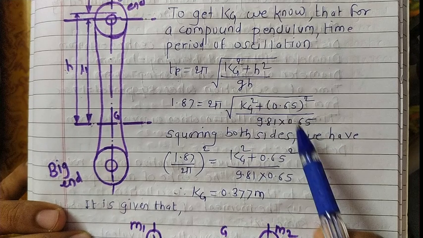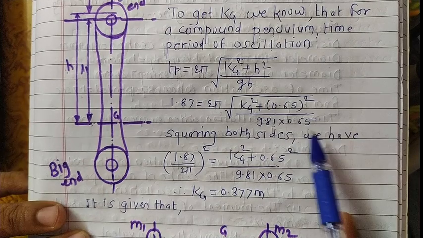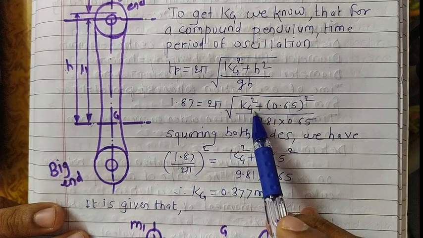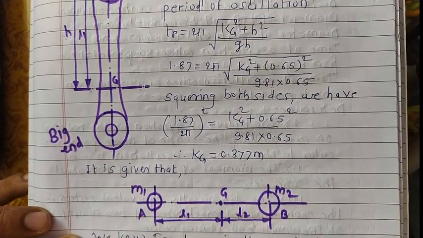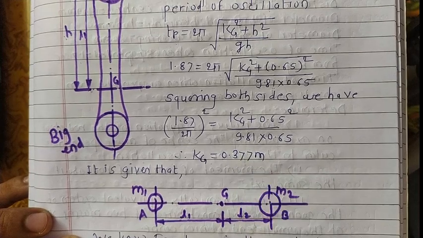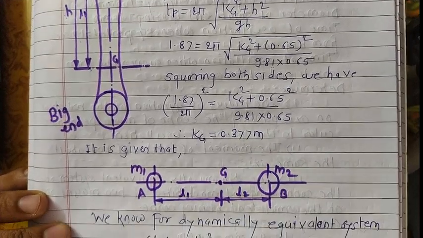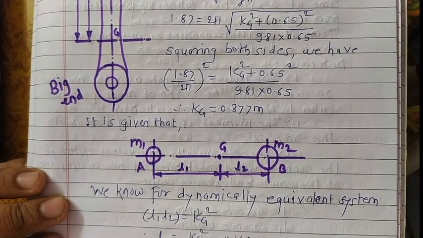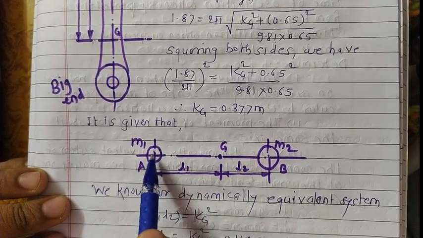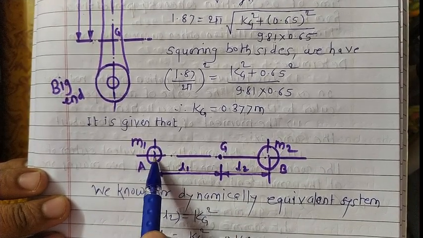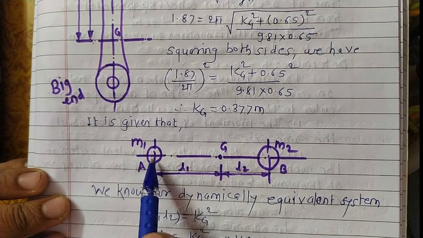Okay, try to simplify or try to get the value for this one, kg. So what's about the kg? kg equals 0.377 meter. Now, the information with us regarding the location of the first mass: the first mass is located at the small end center. It means you have to find out the location for the second mass.